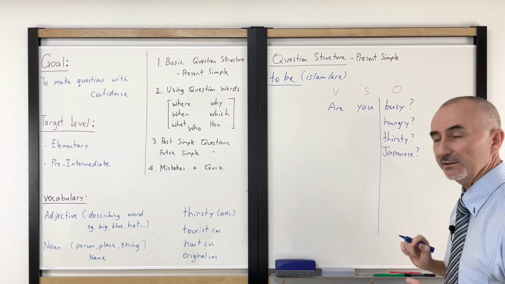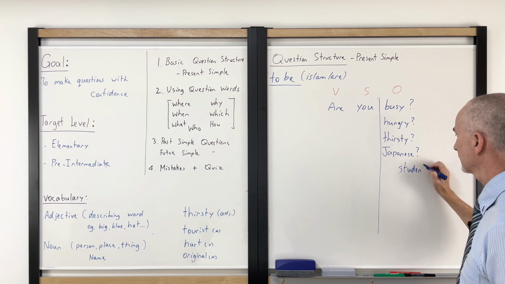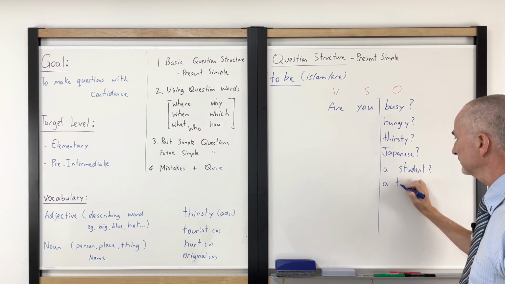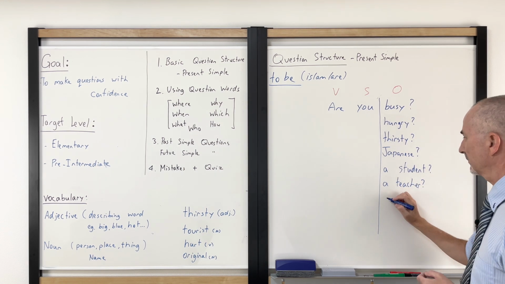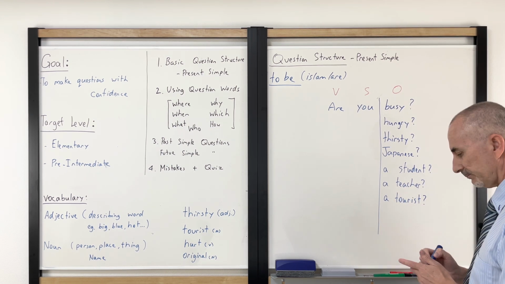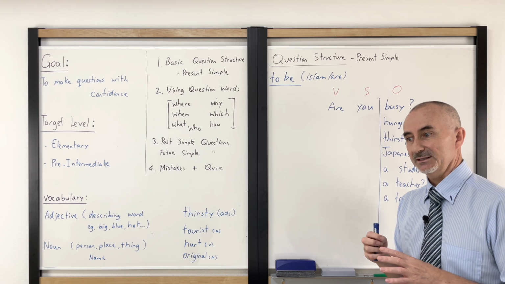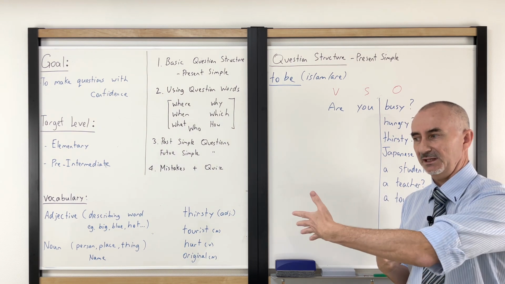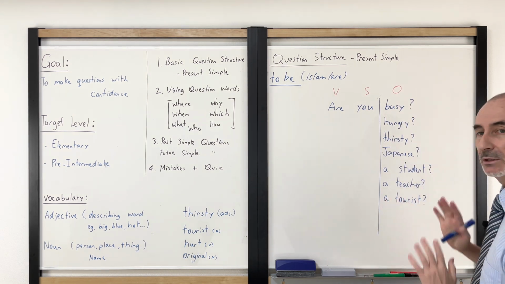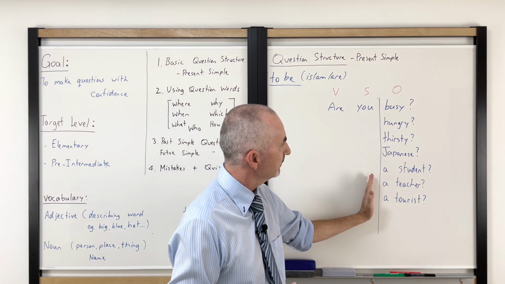These are all adjectives so far. Next, I'm going to use a noun. Student. Are you a student? Or are you a teacher? Or are you a tourist? A tourist is a person who goes traveling. So for example, if I take a vacation or a day trip to visit another town, another city, another country, I am a tourist. Okay, so we have made many questions just by changing this part of the question.